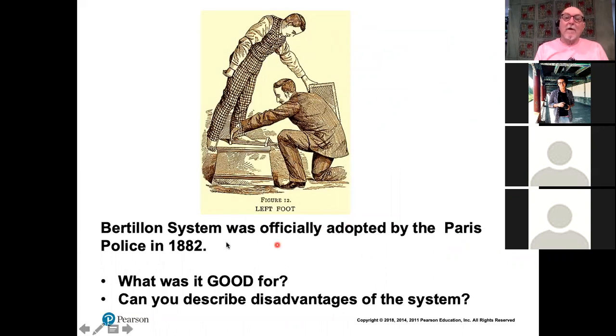So I ask you here, in the notes that you are making for yourselves, please pay attention to this. Trying to look at the system, it's actually a good system for one reason. It's a truly scientific system. It is using data. It is using firm data. It's using measurement in order to provide an identification for a person. And in that aspect, it was pretty good at doing that.